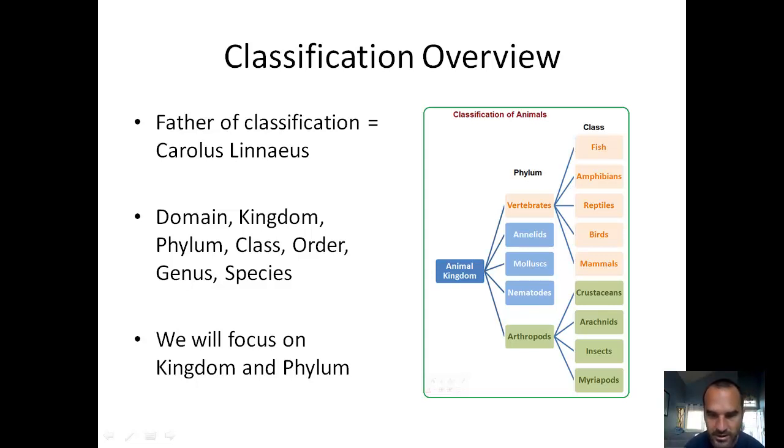So if you look on the right, you can see just what that would look like for specific animals. So if we are within the animal kingdom and you looked at the phylum, there's vertebrates, and then there's invertebrates like annelids and mollusks. And then there's class, which is getting then more specific. So there's some types of vertebrates like fish, amphibians, reptiles, birds, and mammals.